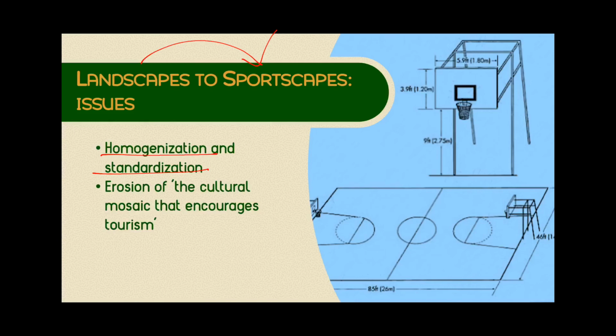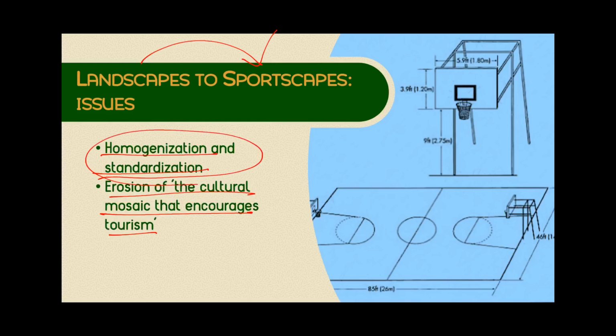And then of course the erosion of the cultural mosaic that encourages tourism. So dahil nga, for example, kung pupunta ka sa isang lugar na basketball stadium or basketball arena or football arena, yun din naman ang itsura ng football arena sa lugar ninyo. So bakit ka pa pupunta sa ibang lugar para lang makita ng football arena? And the reason why ganun din ang itsura niya, it's because of homogenization and standardization.